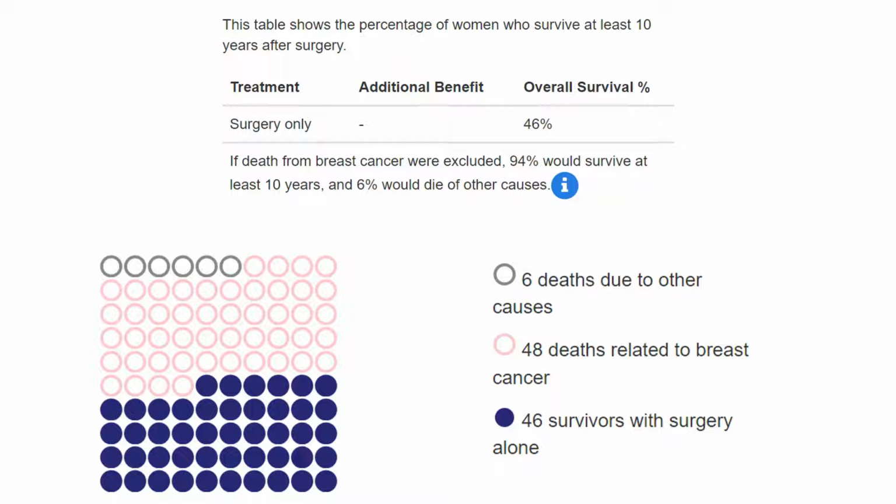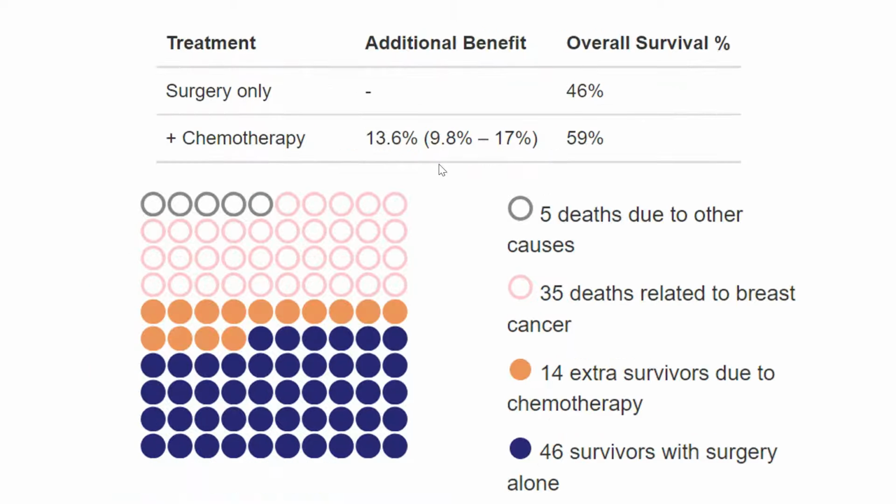So to further improve survival, there are additional treatment options that can be discussed. For example, as depicted here, there is a potential 13.6% additional benefit with chemotherapy if added to this patient's treatment plan. This means that the number of survivors basically increases by 1/3 if chemotherapy is given in addition to surgery. But again, there is uncertainty whether this particular chemotherapy will work for my patient or not.